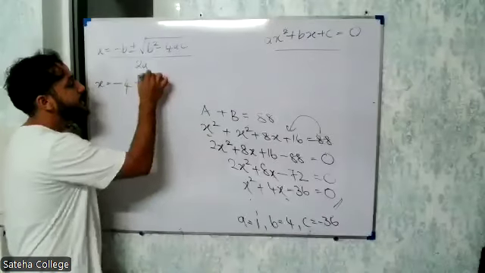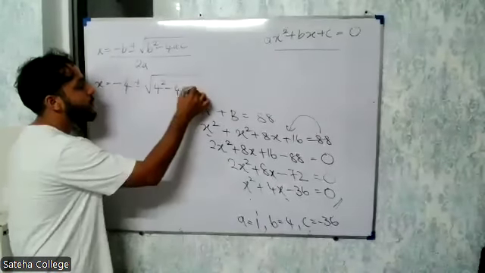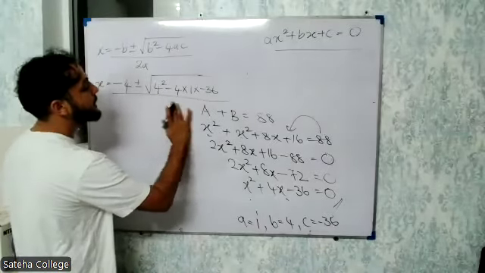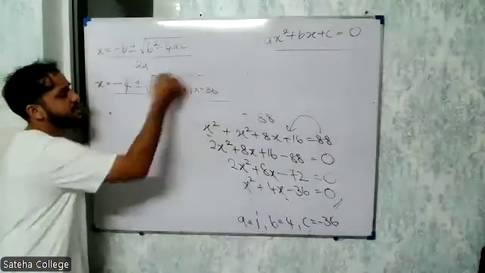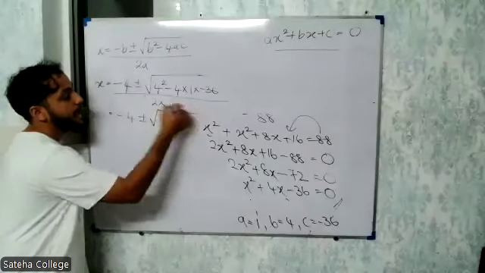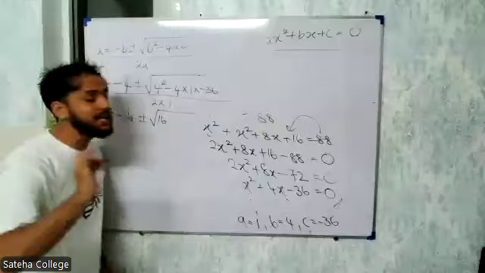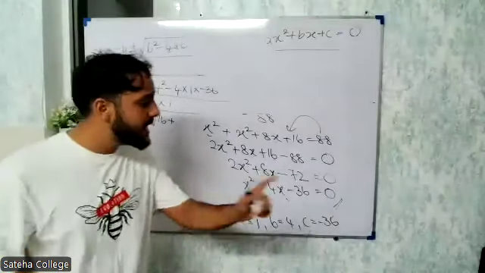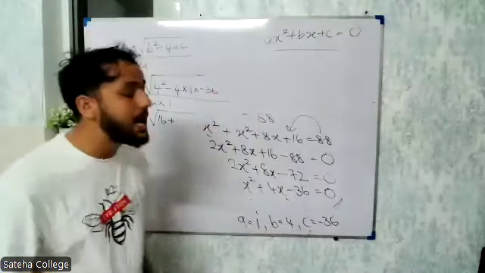Plus or minus in the square root, 4 squared minus 4 into A, which is 1, C is minus 36. Divide the whole thing by 2a, 2 into 1. Now simplify this in the square root: minus 4 plus or minus. We have 4 squared is 16, minus 4 into minus 36. Minus and minus is plus, 4 into 36. See here, 36 into 2 is 72, 72 into 2 is 144.